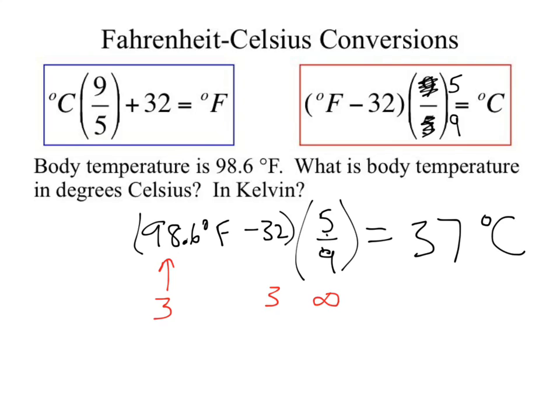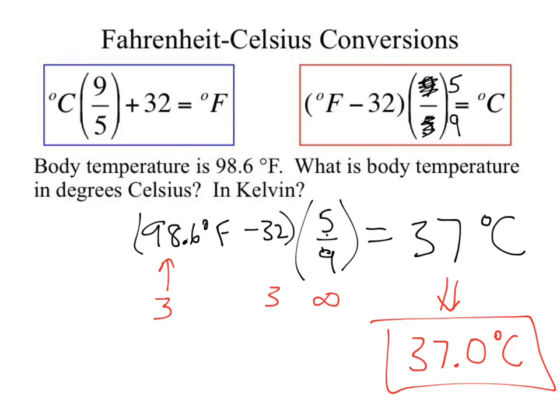3, which means our answer needs to be reported as 37.0 degrees Celsius. Count for the sig figs. Yes? So just to make sure, 32 is because it's a measurement, so it's not. Because it's an English to metric conversion. In our English to metric conversions, we keep it at 3.